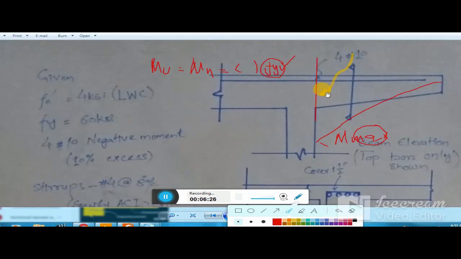If you are assuming this yielding criteria and you want your bar to yield at this section, you need to provide a development length to this bar, both in the left direction and in the right direction. What I mean to say, let me show you. This is my critical section, clear? And the bar which I embedded here needs a length both ways from this critical section, to the left and to the right.